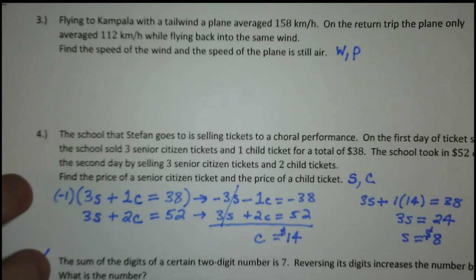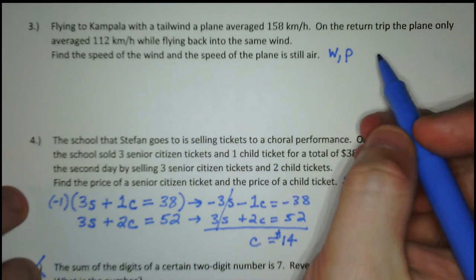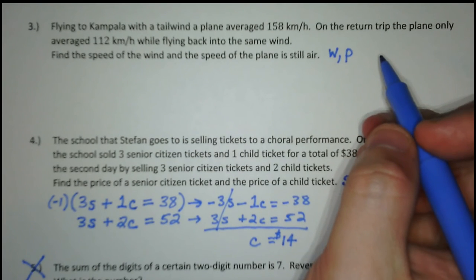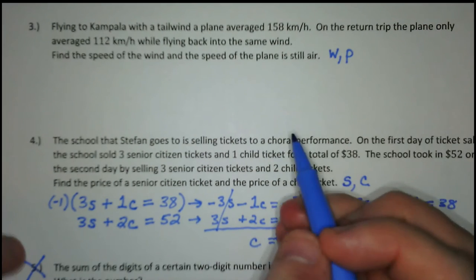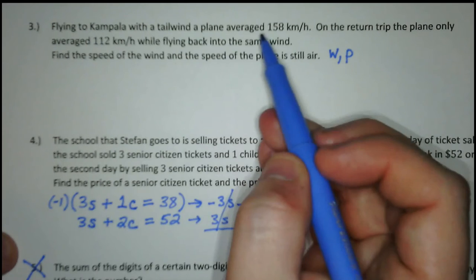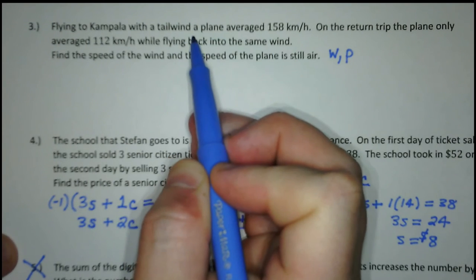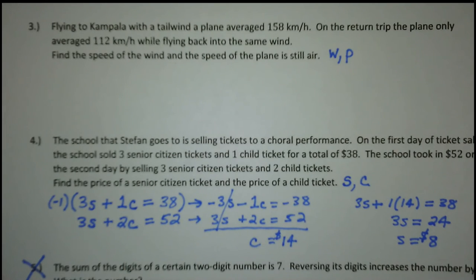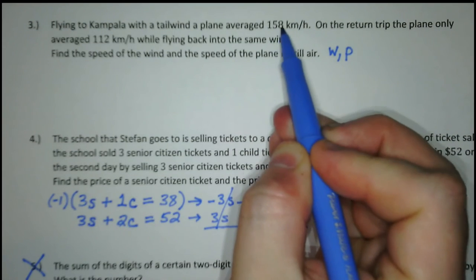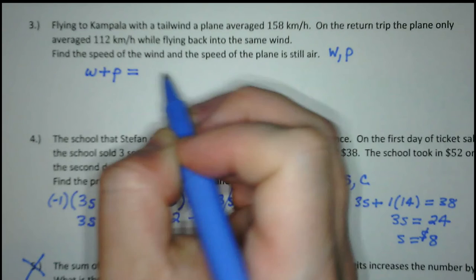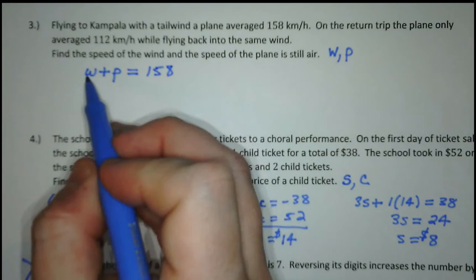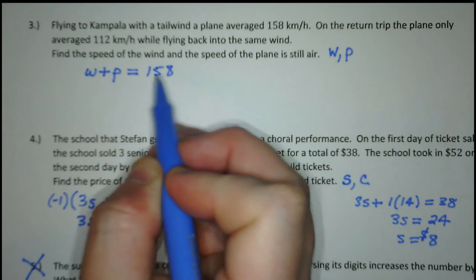Now here's how problems like number 3 can work. Did you know that when a plane is flying with like the wind at its back, you can just kind of add the speed of the plane with the speed of the wind? Or at least that's what we do in these problems. So when those 2 speeds were combined, the plane and the wind together, those 2 speeds totaled a speed of 158. So check it out. W plus P equals 158. Wind speed, plane speed, total speed.